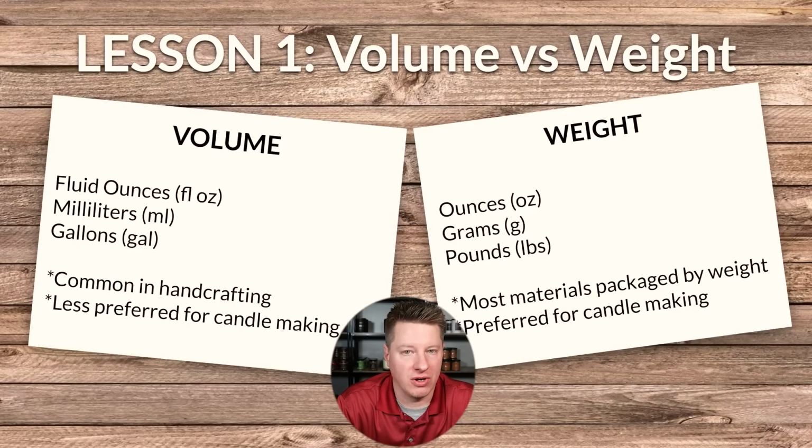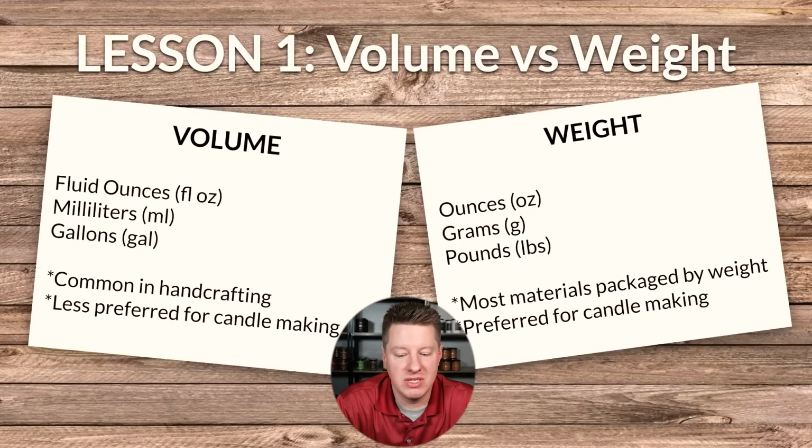Most materials for candle making will already be packaged by weight, which is an advantage of using weight from the get-go. Wax is going to arrive by weight. You're going to purchase most of your other materials, including fragrance oils and other additives, by weight, although there are exceptions to that, as I previously mentioned. But it's also the preferred way of measuring your materials when it comes to candle making.